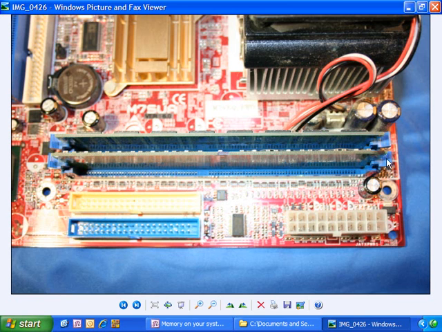Now, on the side here, you see these clips. When you push them out on each side, the RAM chip will pop up. When you push the RAM chip down, those clips will go in.